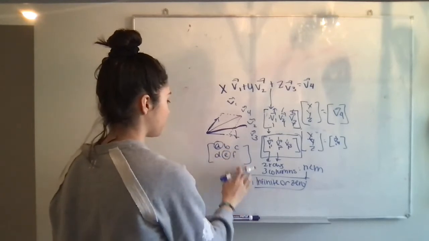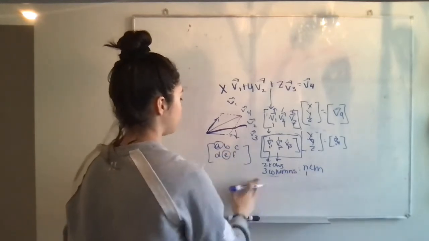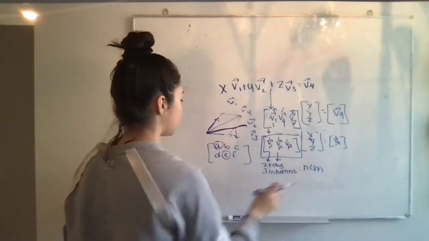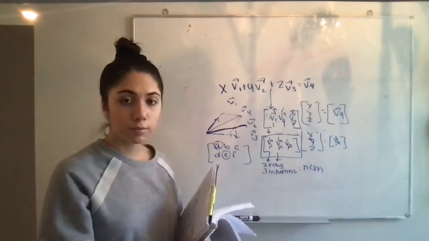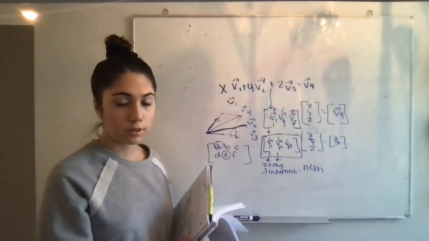Which means that these free variables are going to have to be infinite, right? Because anytime that we have free variables left over in an equation, that means that they're going to be infinite, right?